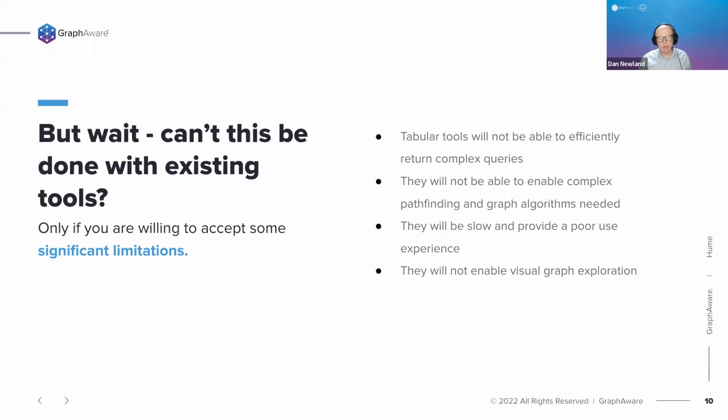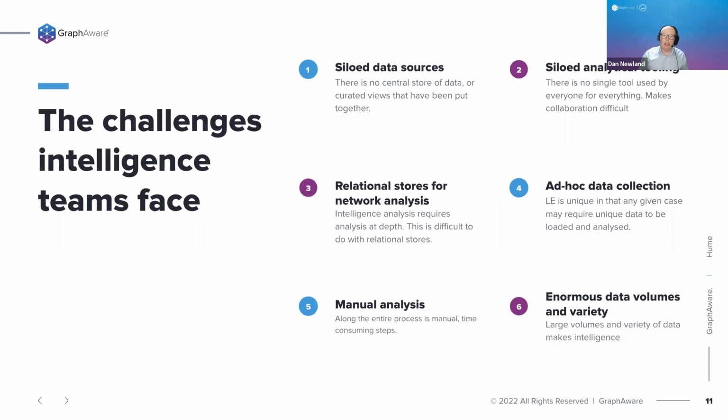So just one example of how graph systems can replace and enhance some existing relational solutions. The challenges that intelligence analysis teams face: the first is siloed data sources. The second is siloed analytical tooling, relational stores for network analysis, ad hoc data collection, manual analysis, and enormous data volumes and data variety.